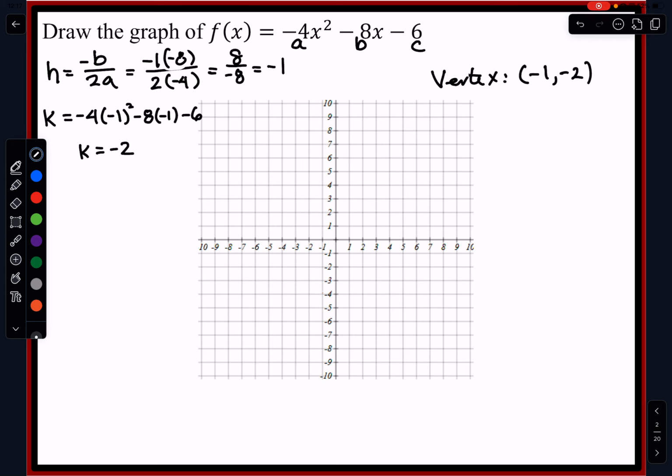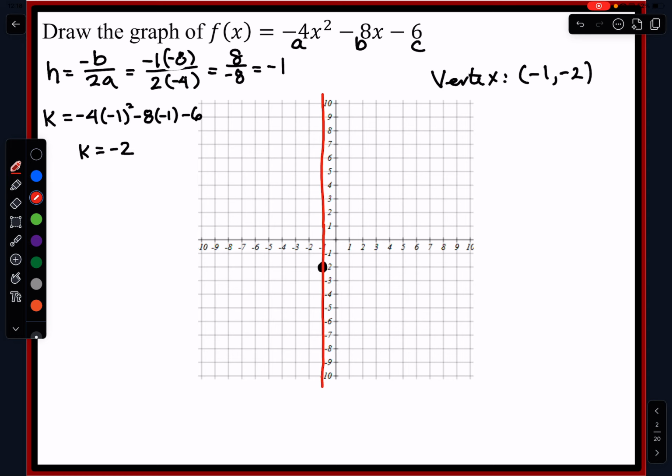So this negative 4x squared minus 8x minus 6 is going to shift the parabola 1 unit to the left and 2 units down. So the center of this parabola is there. And like with any parabola, it's going to be symmetrical through this red line that goes through that center point. So now it's just identifying any other points to draw either the left or right side of this parabola.